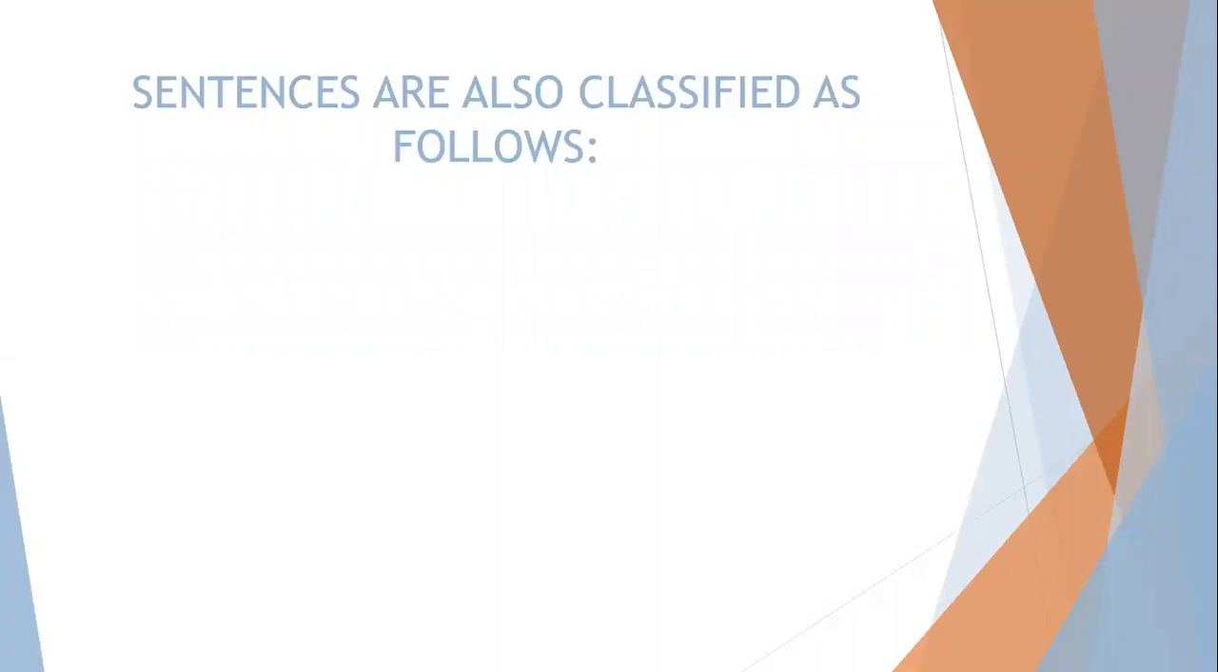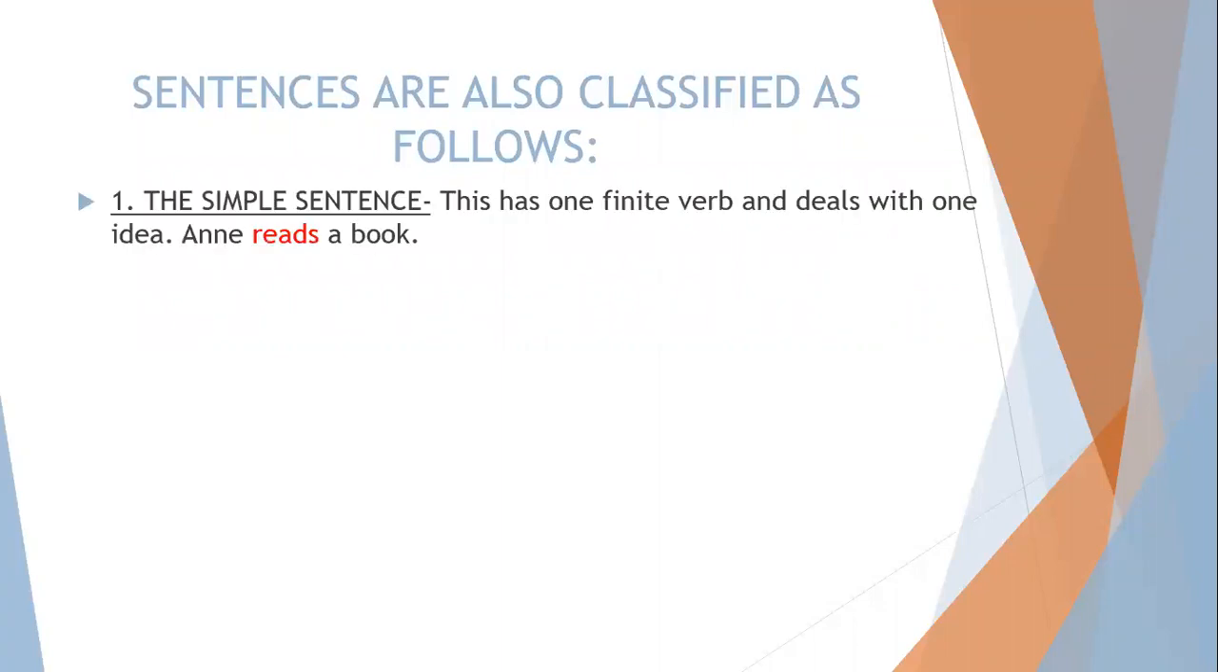We then classify sentences into different groups as well. So your simple sentence, this has one finite verb. So remember, what is a finite verb? And it deals with one idea. So Anne reads a book. The subject Anne, the verb reads, and we have an object book.